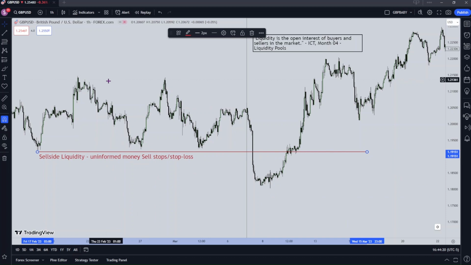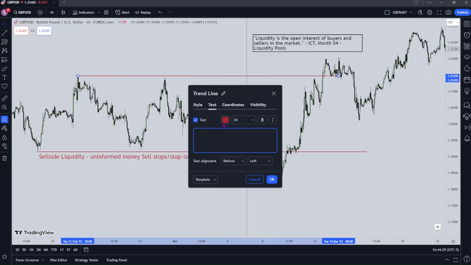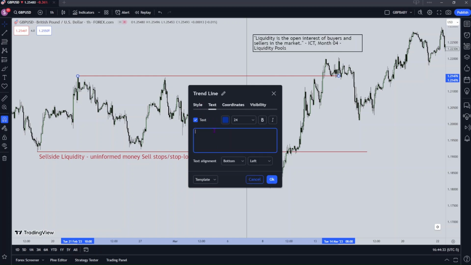Now let's look at it with the buy side. So here we have two relative equal highs. That creates buy side liquidity. Why does that create buy side liquidity? The exact same reason it created sell side liquidity. And I'll just explain that now. So we've got buy side liquidity.